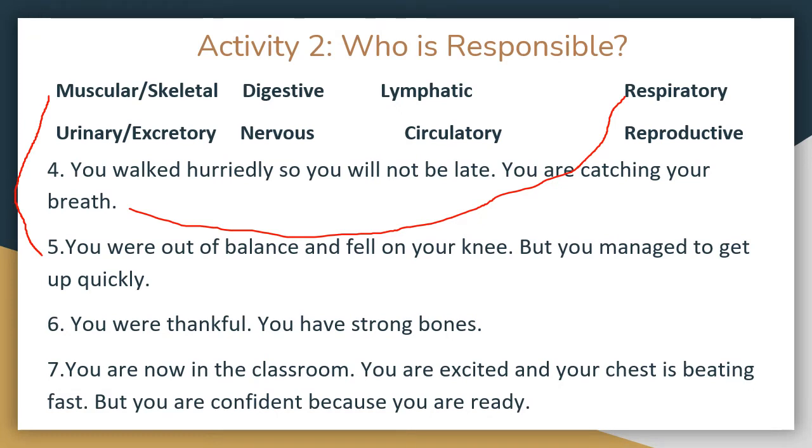Okay, still under muscular or that is more on skeletal system. For number 7, you are now in the classroom. You are excited and your chest is beating fast, but you are confident because you are ready. What is your answer? Your chest is beating fast. That is under circulatory system.